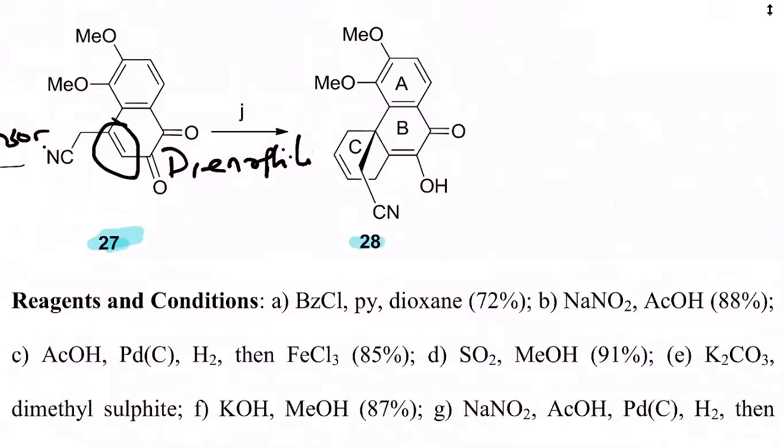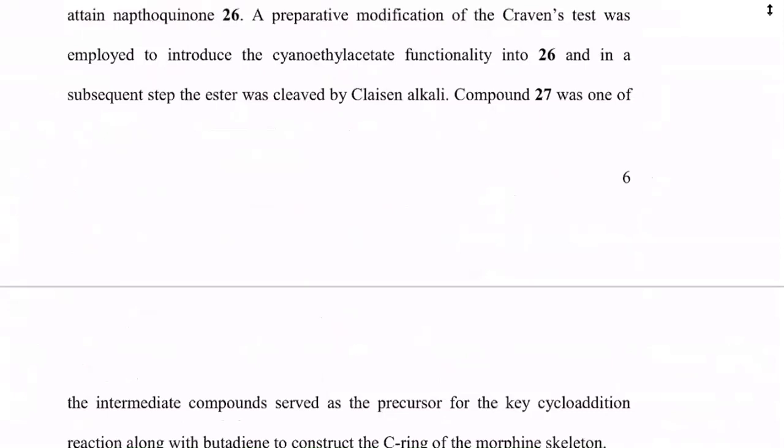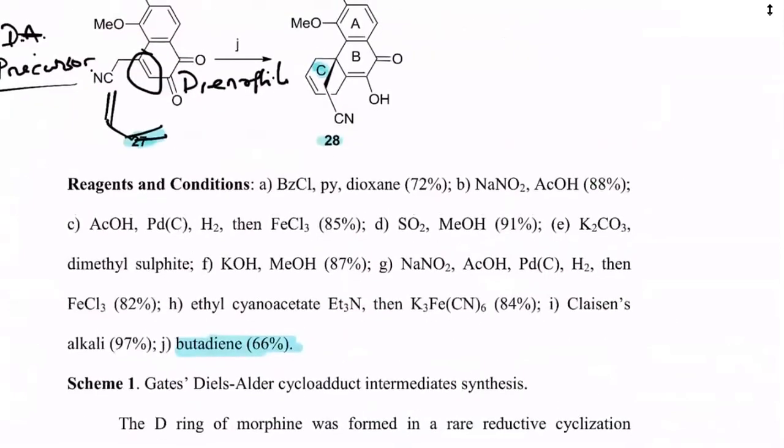And I'm assuming that they were able to get a single enantiomer, but they don't talk about that, about the stereochemistry, but what's shown here is the isolated product in 66% yield. Right, so you take this and react it with butadiene, which looks like this. Right, we've already seen that. You're able to do a Diels-Alder to form a C ring of the morphine backbone. And this is the very first synthesis of this molecule, right, by Gates.